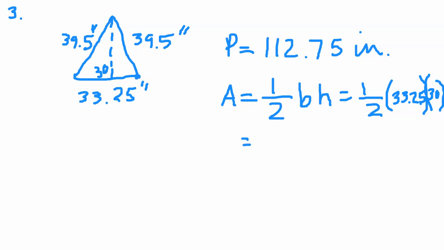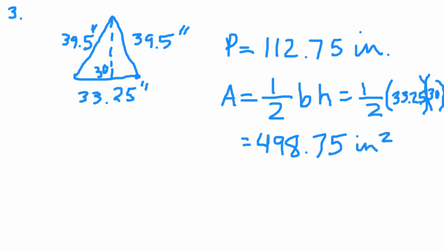Multiplying all of that together on our calculator, I'm just doing 0.5 times 33.25 times 30. That's 498.75. And area is always two-dimensional, so it would be square inches for the area.